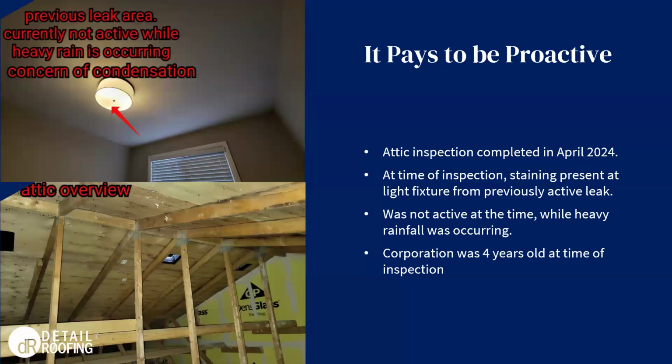So at the unit that we were looking at, there was a leak that had previously been reported as being active, and we could see that there was some staining happening inside the light fixture here. However, when we were on site for the attic inspection, it was actively and heavily raining outside, and there wasn't any leak activity. Now, not all leaks are going to be active during active rainfall, even if it is especially heavy. However, because of that and because of the temperature, it was possible that it could have been a condensation issue. So fortunately, we were there to look at the attic, which is what we did. And then just something of note is that in the time that we were taking a look at this corporation, it was 4 years old.